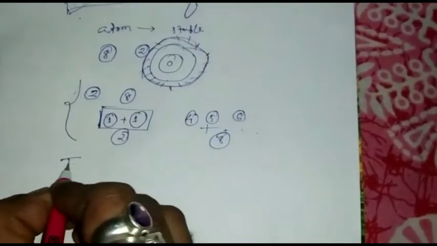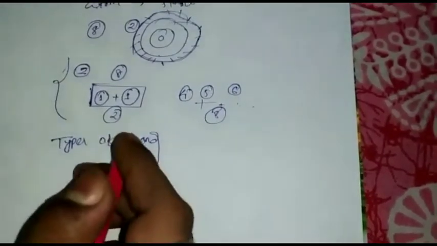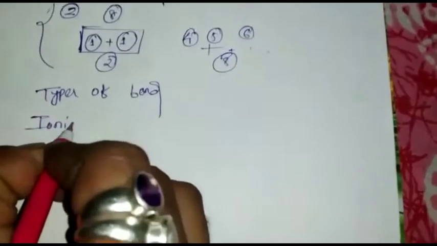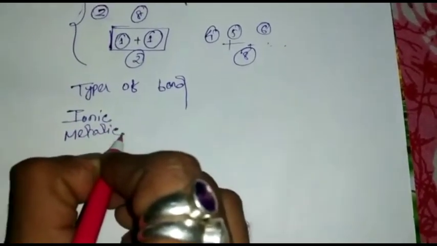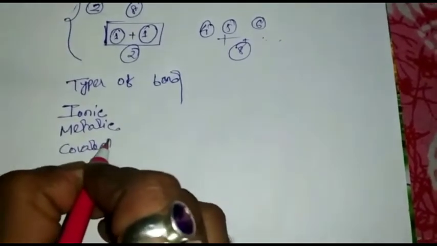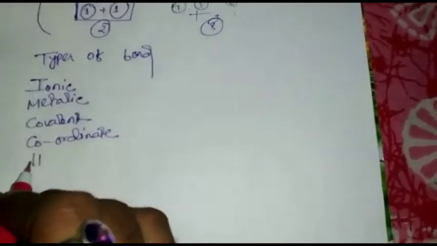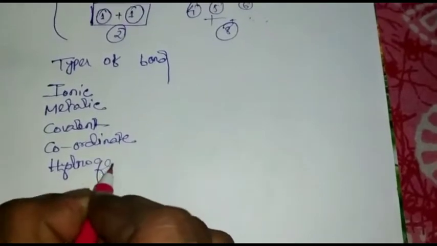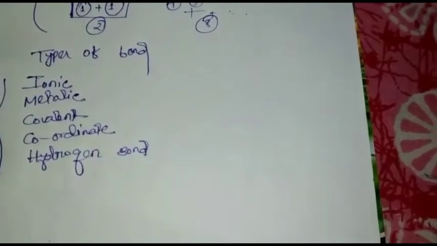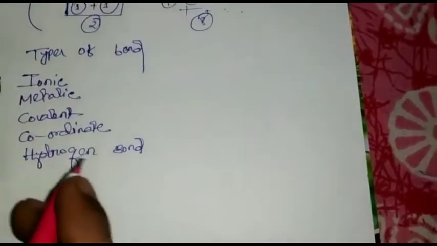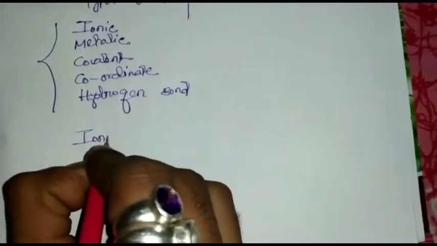Now there are various types of bond. We have ionic bond, metallic bond, covalent bond, coordinate bond, and last but not the least, hydrogen bond. So we will be discussing all the bonds in this video. So first, let us see ionic bond.